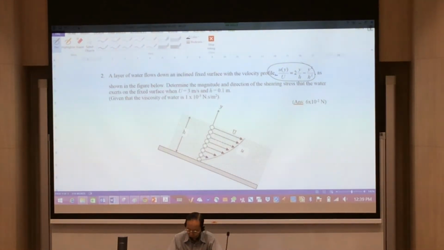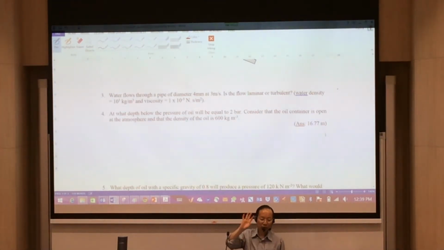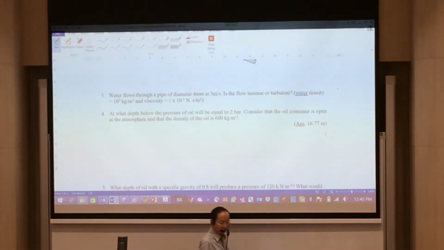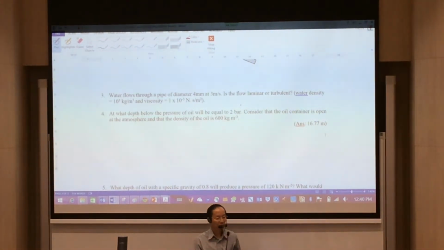Then question 3. Question 3 says water flows through a pipe of diameter 4 mm at 3 meters per second. It's a non-turbulent flow. Easy enough. What do you find? Find the Reynolds number. If the Reynolds number is below 2000, it is laminar flow, more than 4000 is turbulent flow, and between 2000 and 4000 is flow transition.